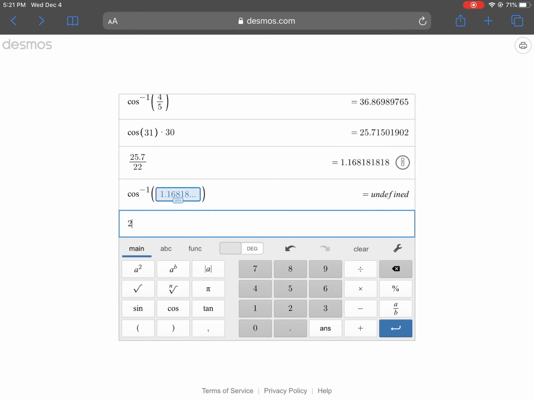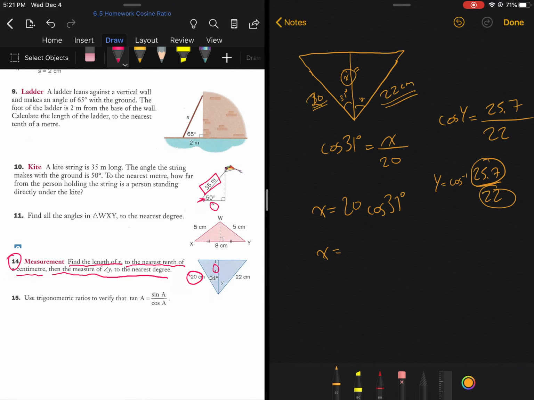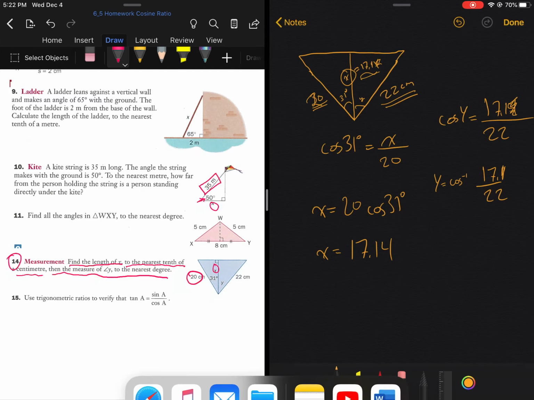So 20 times cos of 31 is 17.14. That makes a little bit more sense. So now our adjacent side is 17.14. Let's rewrite that. 17.14, that's our adjacent side, over our hypotenuse, which is still 22. So 17.1, let's just write 17.1 because we have to round it to the nearest tenth, over 22.